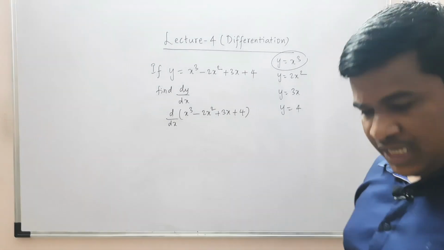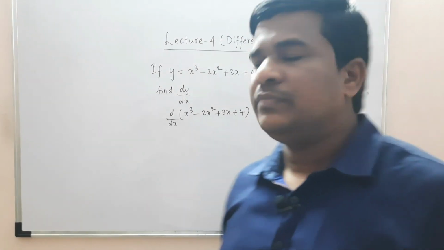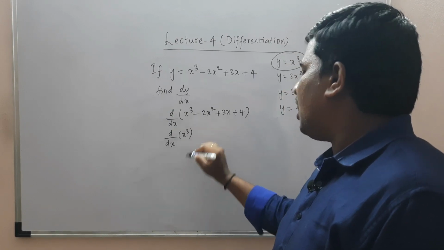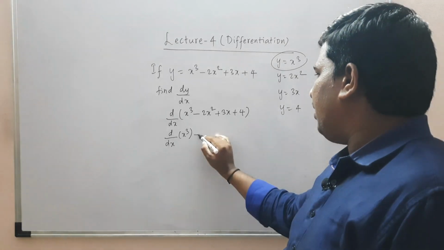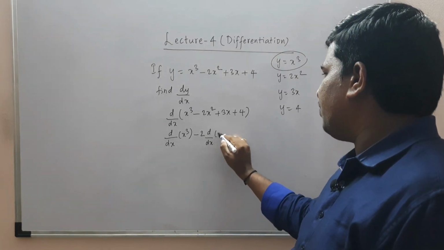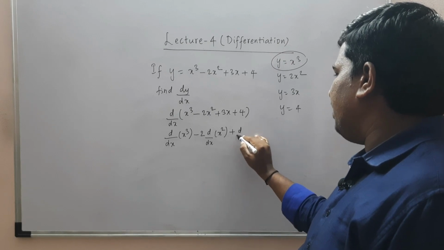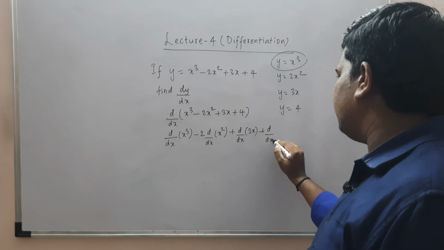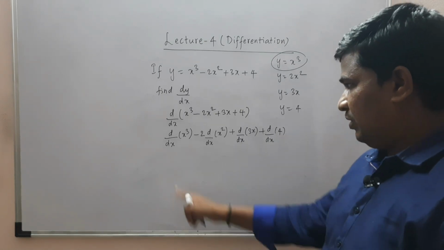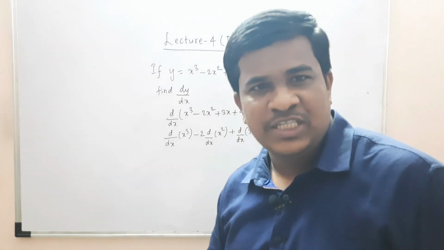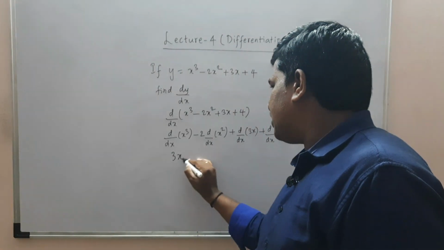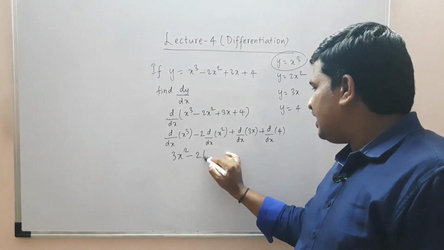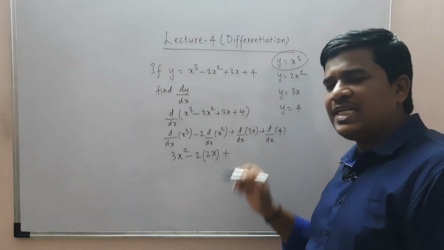Here each term is to be differentiated. So what do I do? I do d by dx of x cube. The constant 2 can be put out, so I can write minus 2 times d by dx of x square, plus d by dx of 3x. Of course 3 can be put out, no problem. And this is d by dx of 4. So what is d by dx of x cube? You are familiar with it, that is 3x square. Minus, you keep these two as they are. You know d by dx of x square is 2x, plus d by dx of 3x.